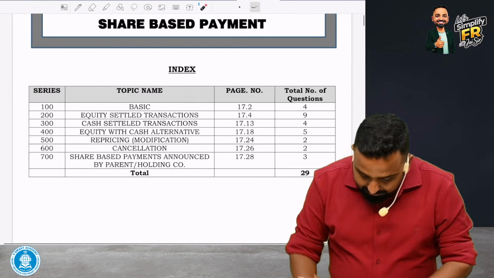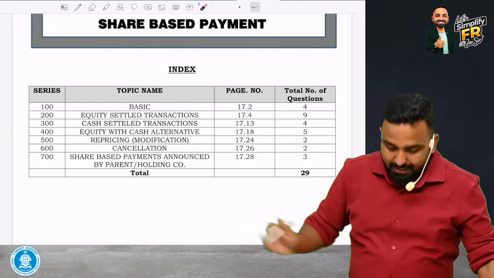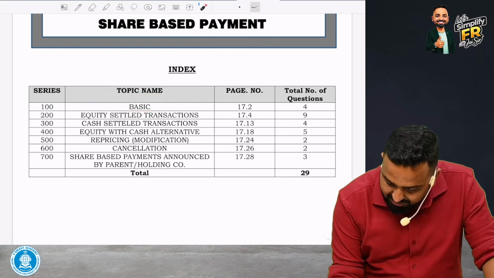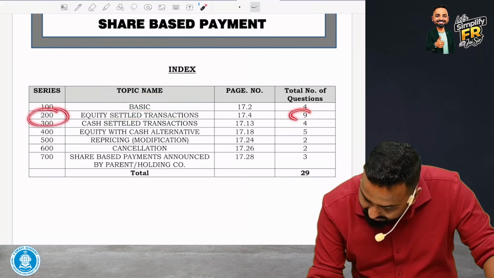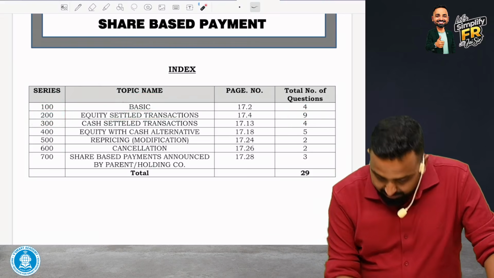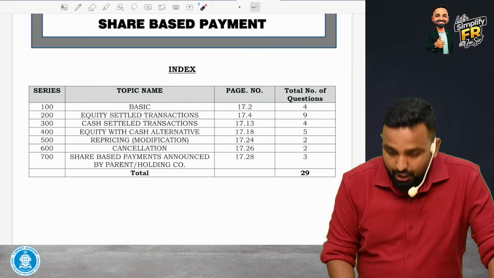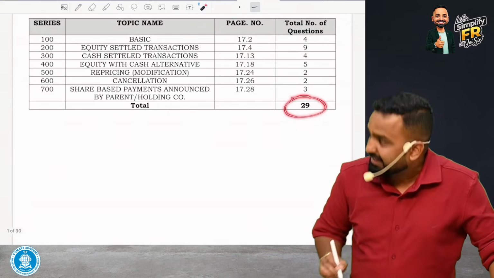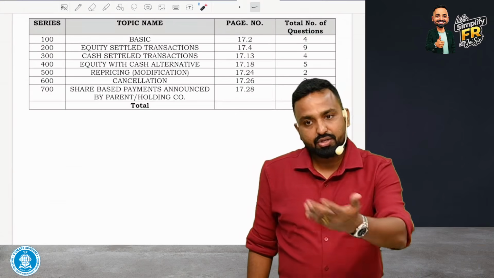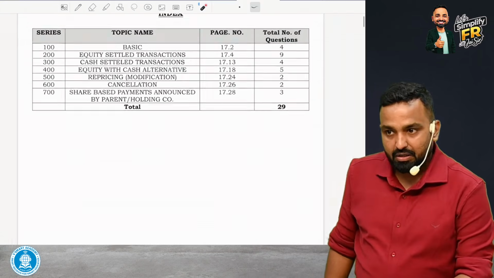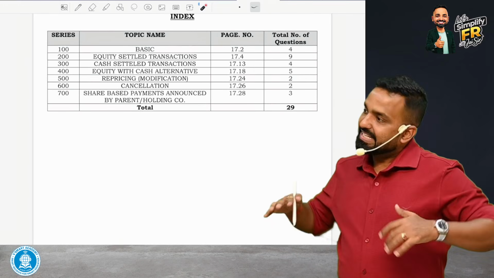Now the questions are categorized in the index form. Basic questions are the 100 series, equity settled transaction questions are the 200 series. In the 200 series we have 9 questions. In the 100 series we have 4 questions. So in this overall chapter we have 29 questions. Understood? So that way we are covering each and every chapter.